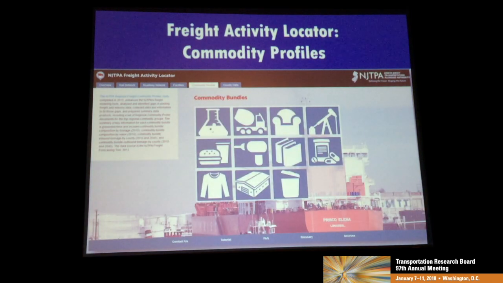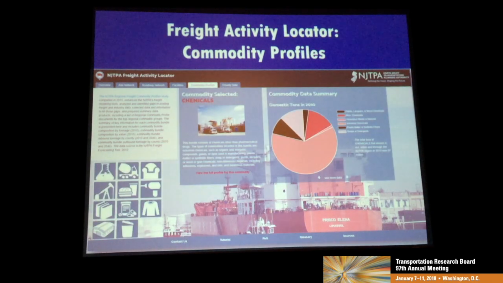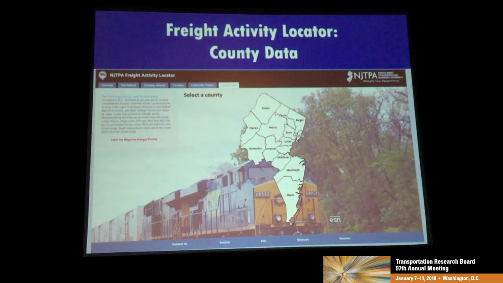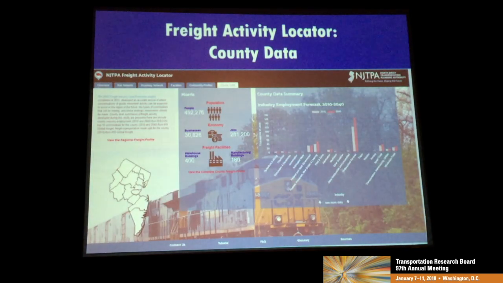And then looking at our commodities, we have various commodities that go through here where you're looking at chemicals, for example. You get a breakdown, you're able to expand it to get more details. You can also print out a static profile for each commodity. And we also have a county profile tool for that as well.